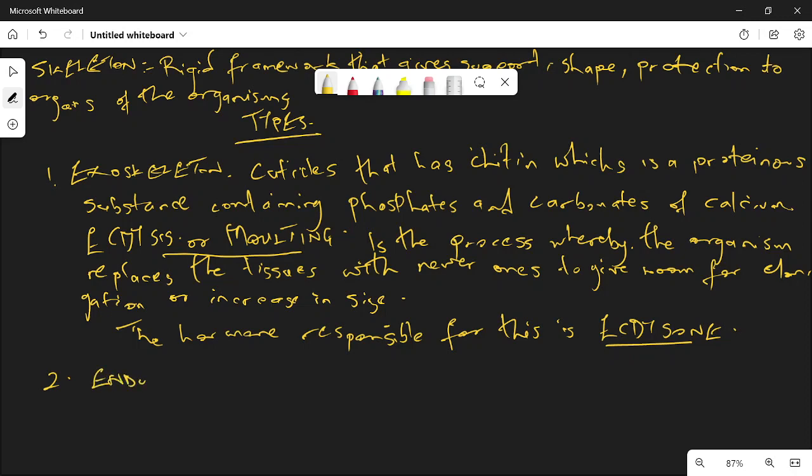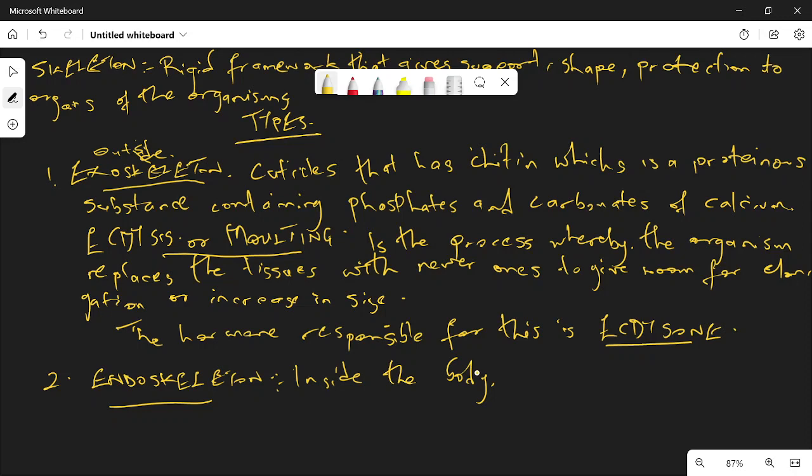And then we went on to talk about the second type of skeleton, which is the endoskeleton. I said that the endoskeleton is the type of skeleton found in organisms that have their skeleton inside the body. Exoskeleton is found outside the body, while this one is found inside the body. Are we together?